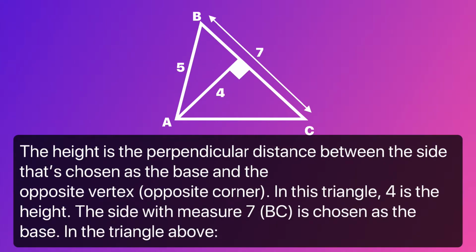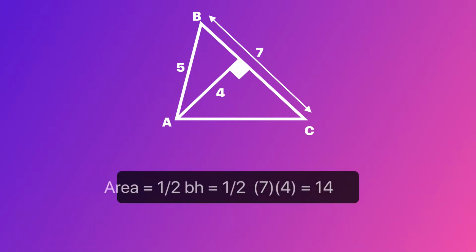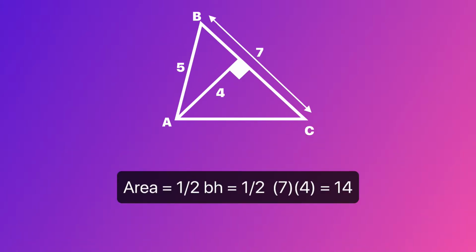The height is the perpendicular distance between the side that's chosen as the base and the opposite vertex, the opposite corner. In this triangle, 4 is the height. The side with the measure 7 is chosen as the base. So 1/2 of the base times height, which is 7 times 4, equals 14.